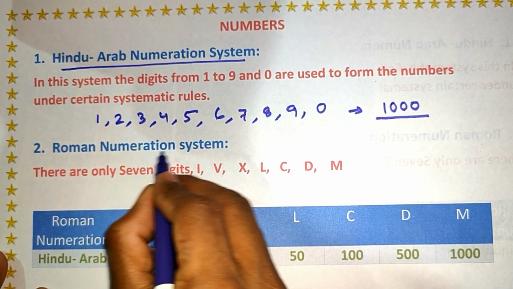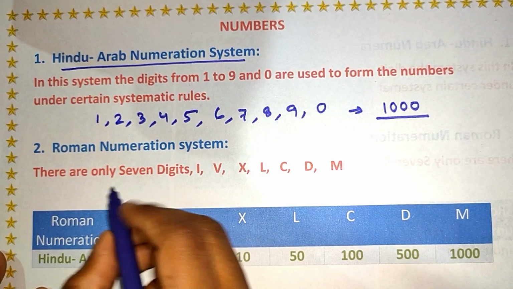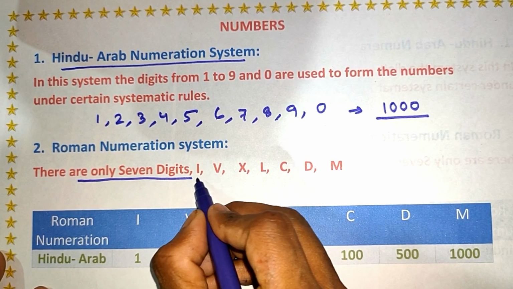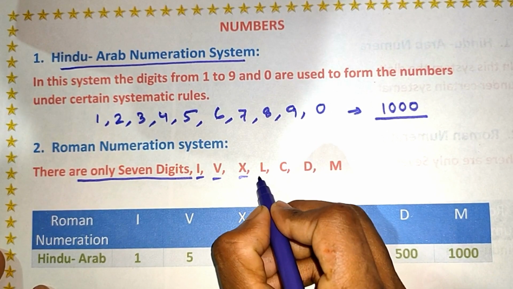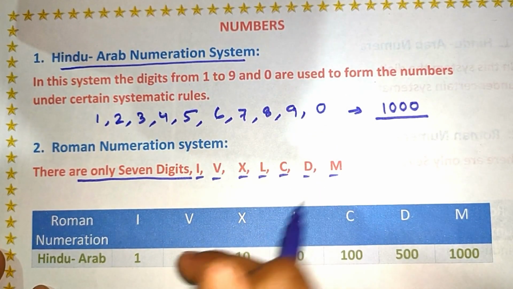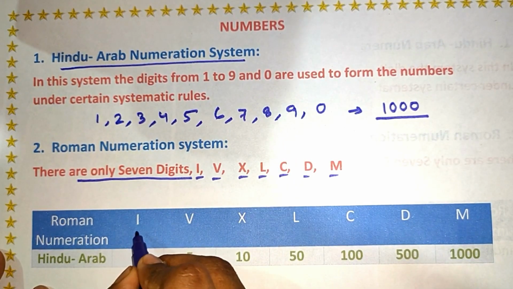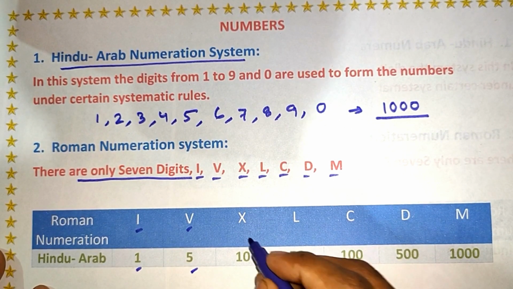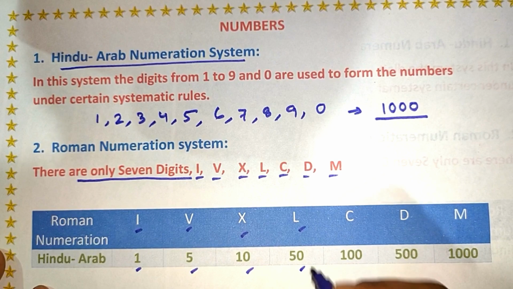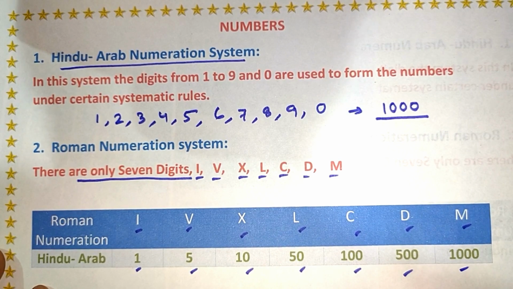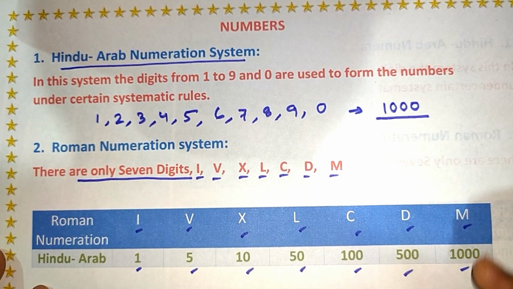Next one is the Roman numeration system. Here we can use only 7 symbols. And what are the symbols? They are I, V, X, L, C, D and M. All these 7 symbols have a Hindu-Arabic value. I means 1, V means 5, X means 10, L means 50, C means 100, D means 500 and M means 1000. So these are the Arabic numbers which are assigned to these Roman symbols.